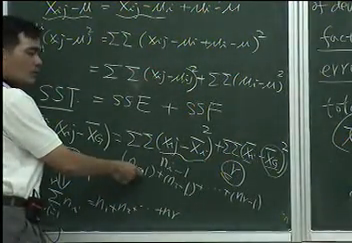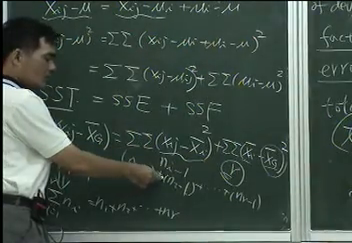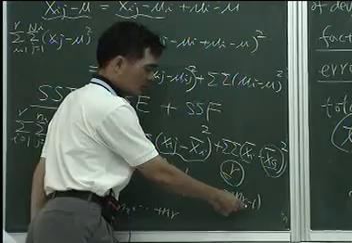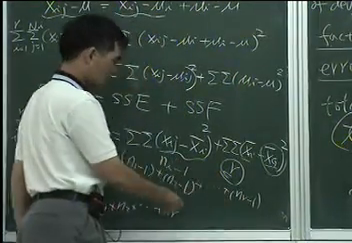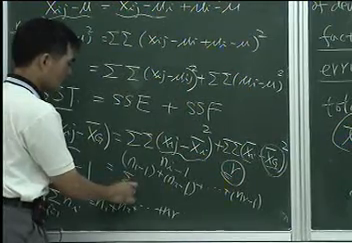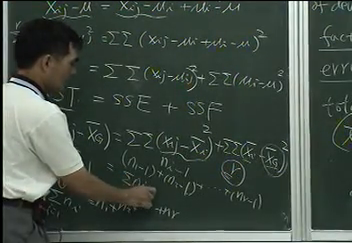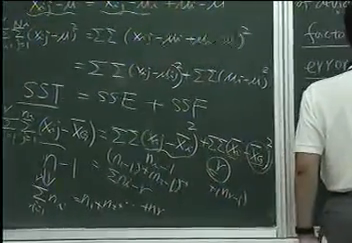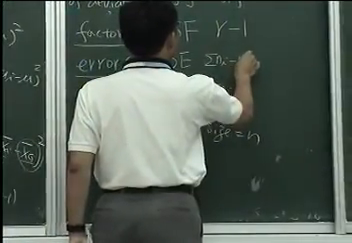n1 minus 1 for the first machine. For the second machine, n2 minus 1, right? For the R's machine, it is nr minus 1. So what is the degrees of freedom? The degrees of freedom is the summation of ni minus r, okay? So this is summation ni minus r.